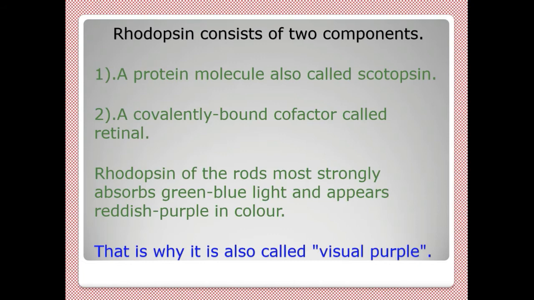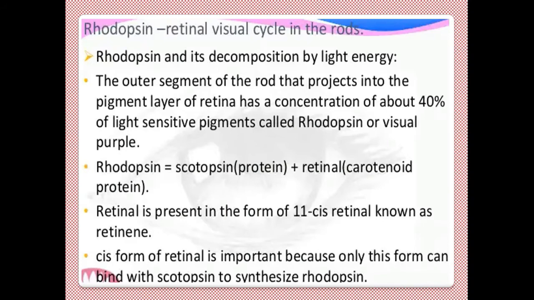Rhodopsin-retinal visual cycle happens in the rod cells. Rhodopsin decomposes when light energy falls on it. The outer segment of the rod that projects into the pigment layer of the retina has a concentration of about 40% of the light-sensitive pigment called rhodopsin, or visual purple. Rhodopsin has two portions: scotopsin, the protein part, plus a non-protein part called retinal. This is a carotenoid protein.